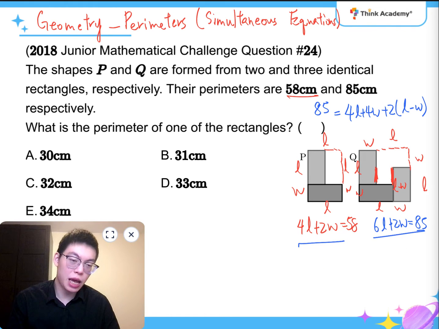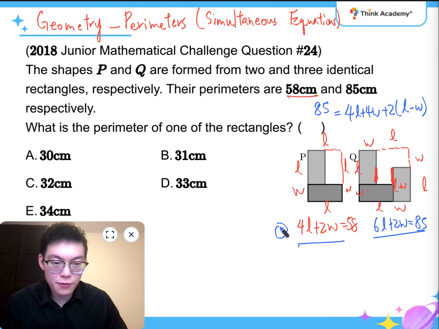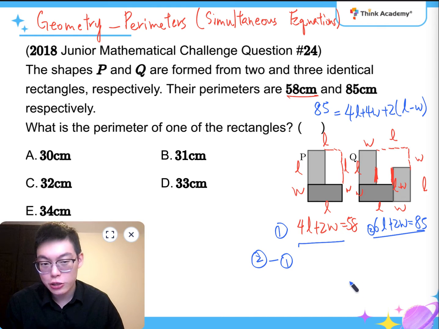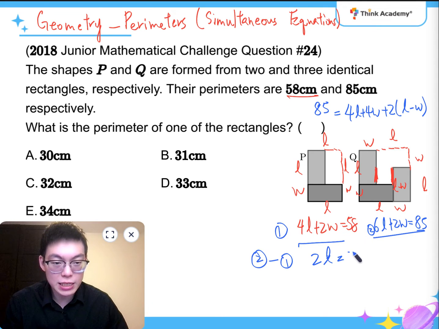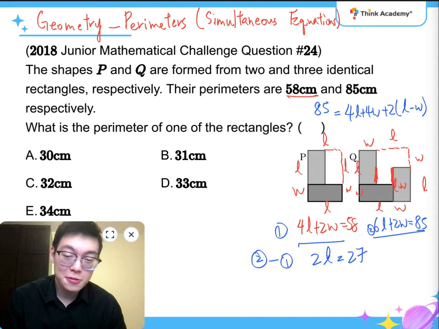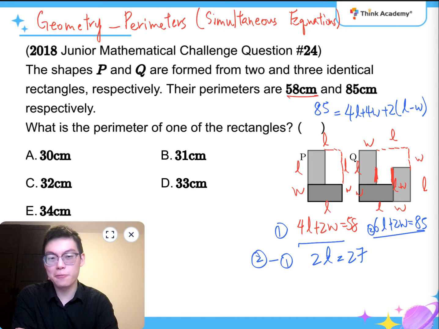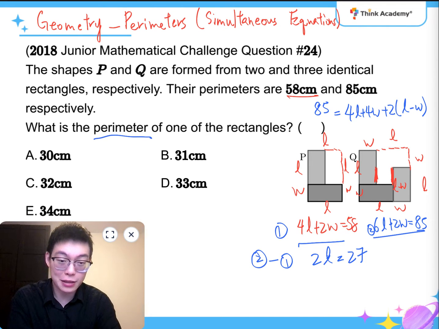Now I have 2 simultaneous equations about lengths and widths. Let's say this is the first one, this is the second one. If I am taking away the first one from the second one, I will see that 2 lengths is equal to 85, take away 58, that is 27. So how do I find the widths? Well, actually I don't need to find the widths on their own. Because what are we looking for? We are looking for the perimeter of one of the rectangles, which is 2 widths adding 2 lengths, right?